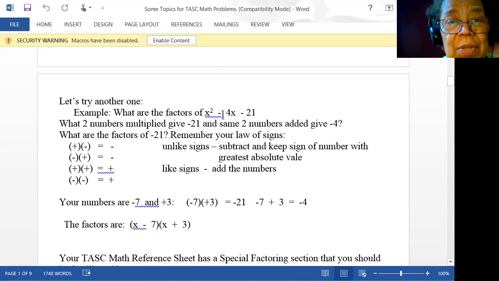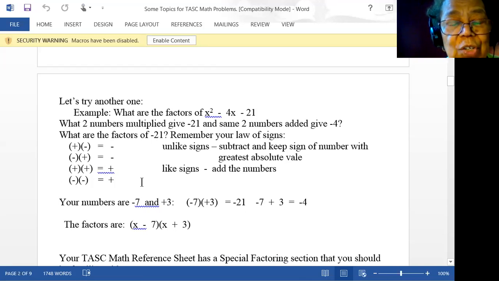Now, you have to remember your law of signs. Unlike signs, you subtract, keep the sign of the number with the greatest absolute value. Absolute value means it doesn't have a sign. Like signs, you just add the numbers. Minus, minus gives minus, plus, plus gives plus. And we have the multiplication rules over here. When you multiply unlike signs, you get negative. When you multiply like signs, you get positive. So plus times plus is plus. Negative times negative is plus.